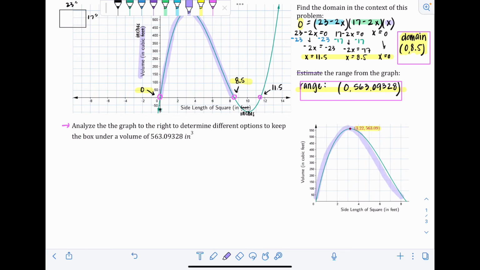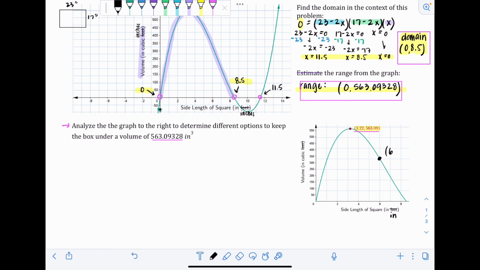Basically, any point on this graph would work, because as long as it's not just this point right here, any point that's below it is going to have a volume that's less than 563.09328. So we can pick a few different points. Like if we pick this one, that would be with a side length of 6. And remember, this is a typo also, so it should be 6 inches. This should be cubic inches also.